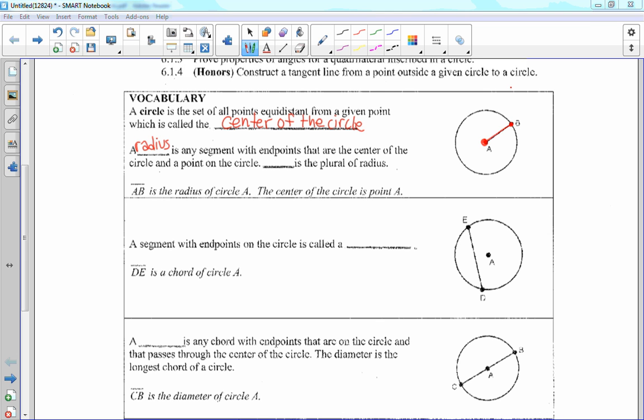And the plural form of radius is radii. R-A-D-I-I, radii. Okay, you already know that though, right? This picture on the next section, D to E, is a segment with two endpoints on the circle. That's called a chord.